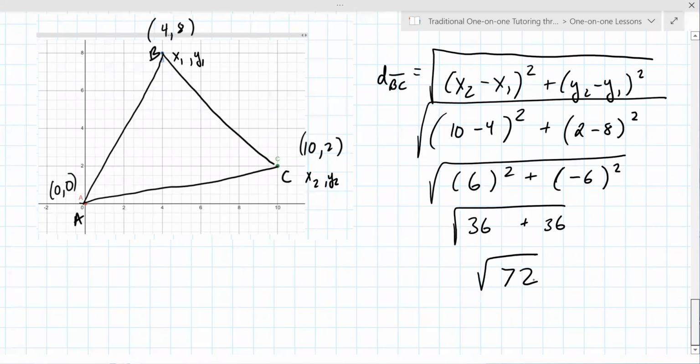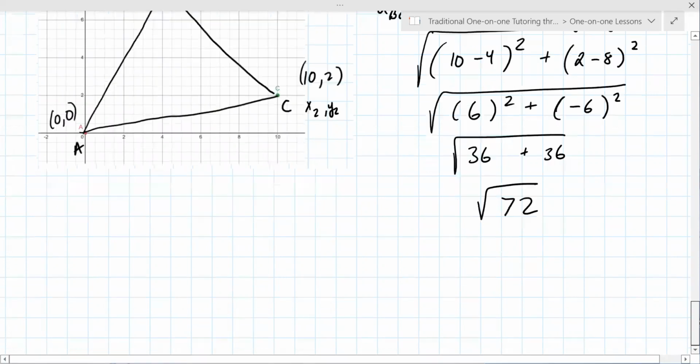So 36 plus negative 36. Can I do that? No, when you square a negative, it's positive. Negative times a negative makes a positive. Whenever you square both of these, it always becomes positive. Oh, okay. Sorry about that. I thought for a second, but I'm sorry about that. 72, and now you have to just get your square root.